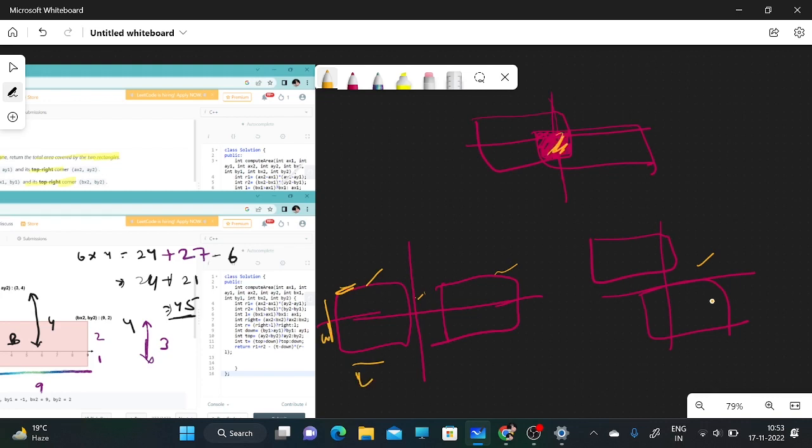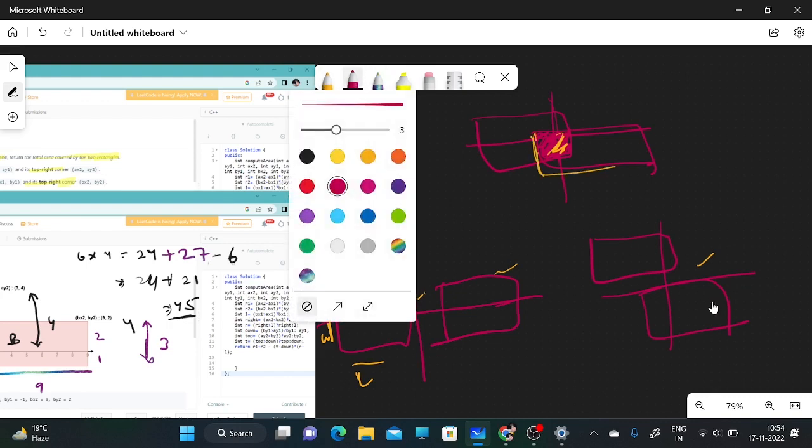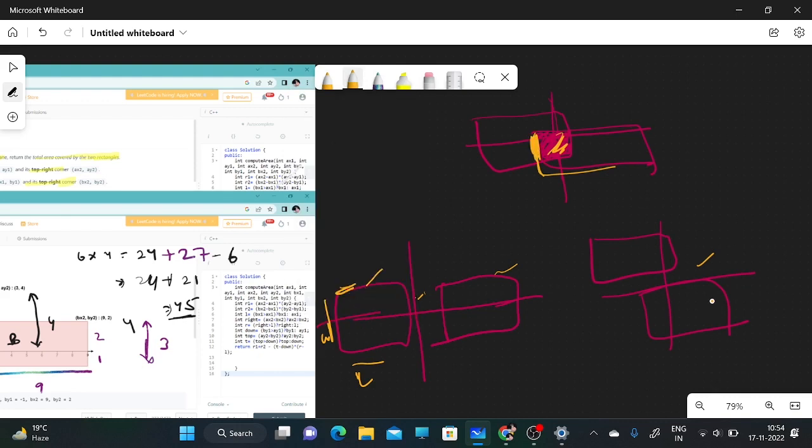Now how can we find this area? For finding this border we can take the maximum of this line, A and B. The maximum of A and B will be this line, right? And for finding this line we can take the minimum of C and D. The minimum of C and D will be this line, and in the same way we can find this one and we can subtract the area, right?